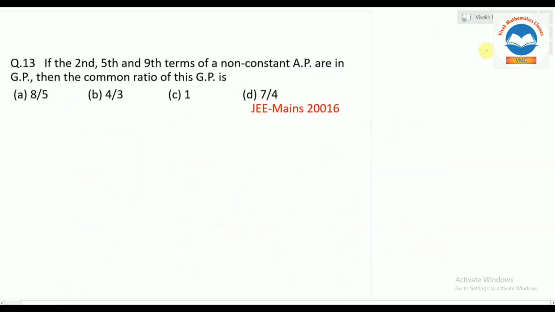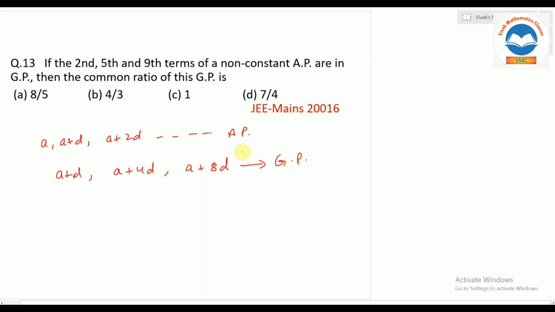Next, if the second, fifth and ninth term of a non-constant AP are in GP. Okay, so they are saying you have to consider one AP. Let's say I will consider AP as A plus D, A plus 2D and so on. This will be our AP. They are saying second term, fifth term and ninth term of a non-constant AP are in GP. So A plus D, comma, what will be fifth term? A plus 4D, comma, A plus 8D. These three numbers will be in GP.